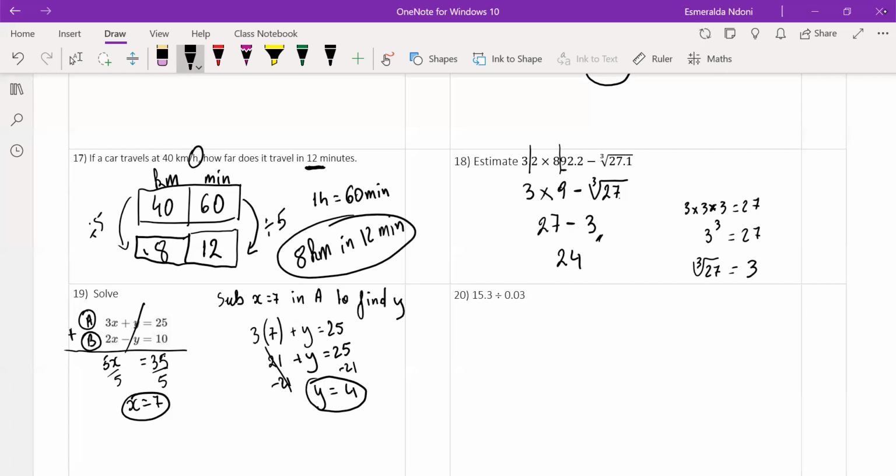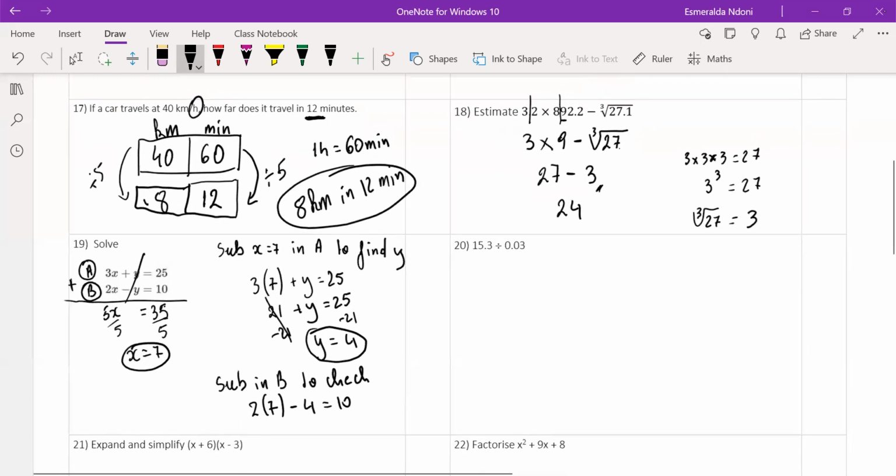However, before I move on, I sub these values into B to check. So my B equation is 2 lots of 7s, take away a 4, which is y, equals 10, and I'll check that. So 14 take away 4 is 10. So I know that I have done this question correct. Moving on to number 20.